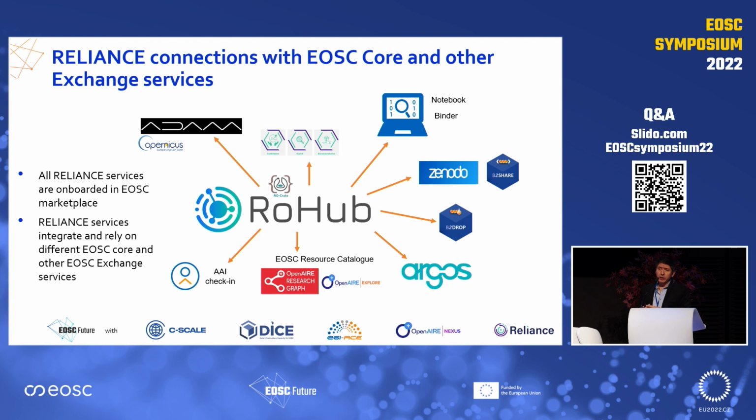Our services are not contributing to the EOSC core, but we are relying on EOSC core services, and we are also connecting many other different services from the EOSC Exchange. So here you see, for example, how we are connecting, of course, to AAI. We are connecting to OpenAIRE, which is harvesting, in the research graph, data about the research objects, but also we are connecting to Argos to create research objects from data management plans, or Zenodo and B2Share to publish releases of the research object, or B2Drop to use it as a personal storage, for example.